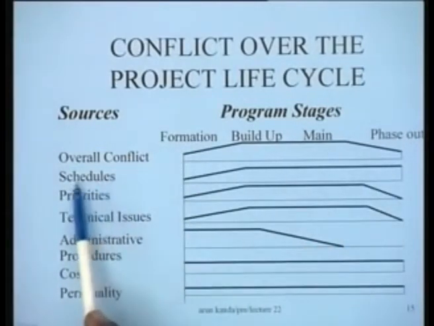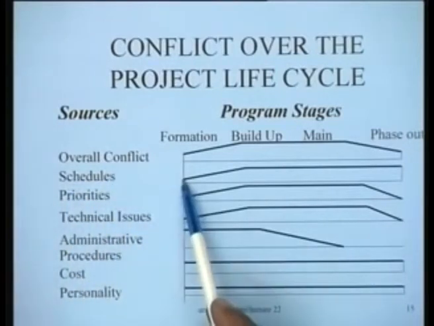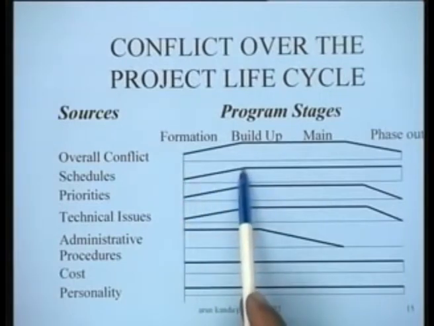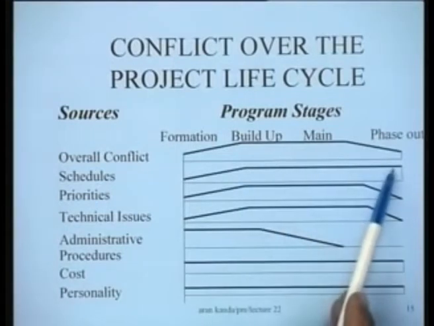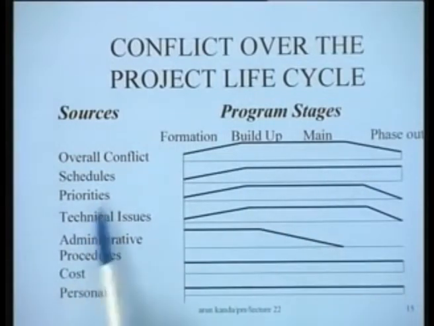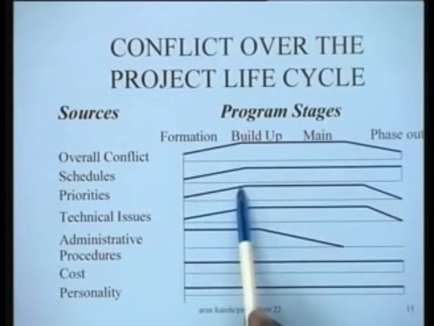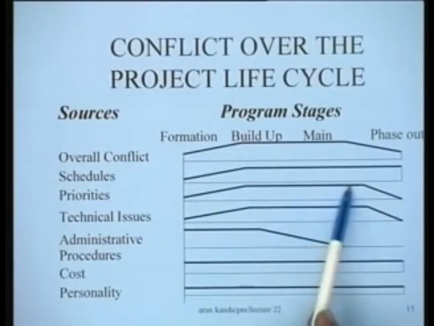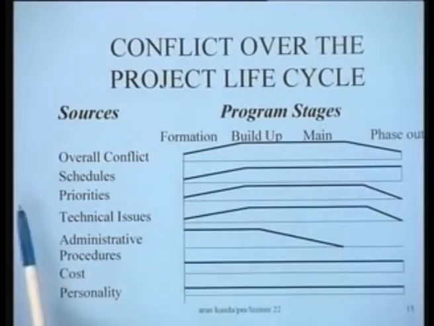The source of conflict is typically over schedules. In the formation, there is less conflict on schedules, it gradually increases, it reaches its peak here, and then typically it remains mostly throughout the project. As far as priorities are concerned, initially there is less conflict, then it gradually rises, there is most conflict during this period, and again it drops down during the phase out stage.